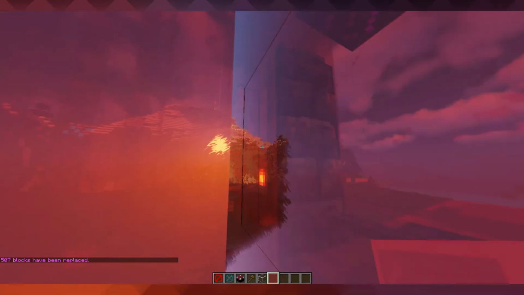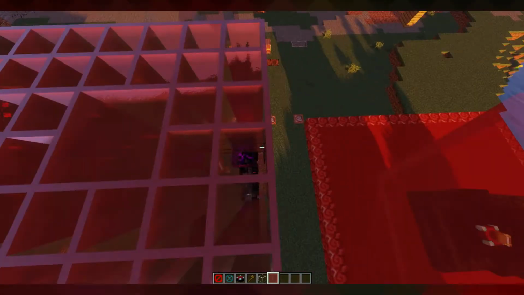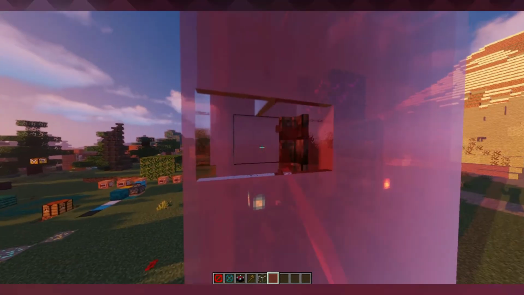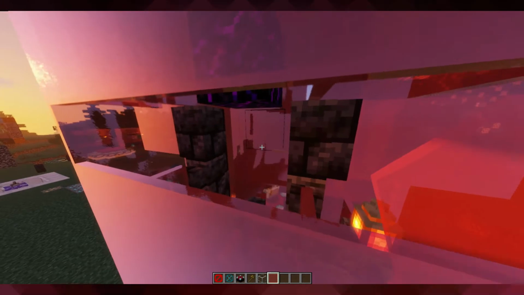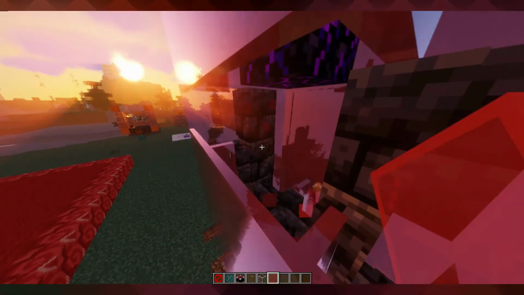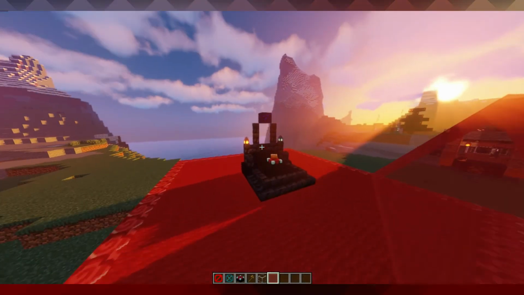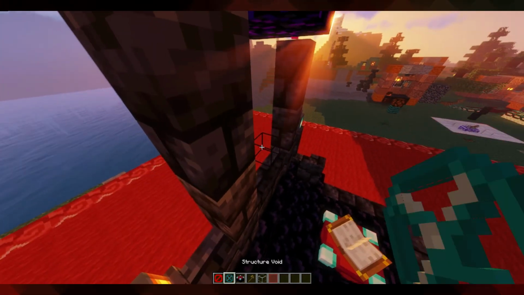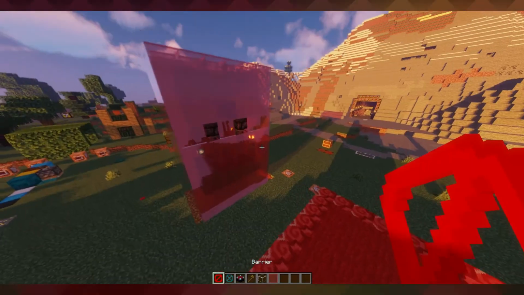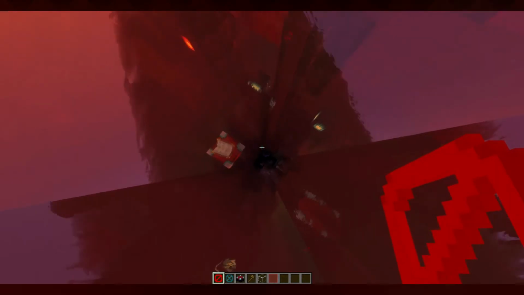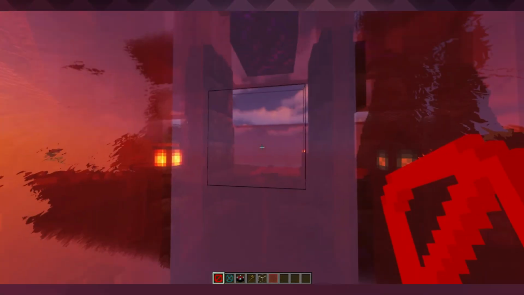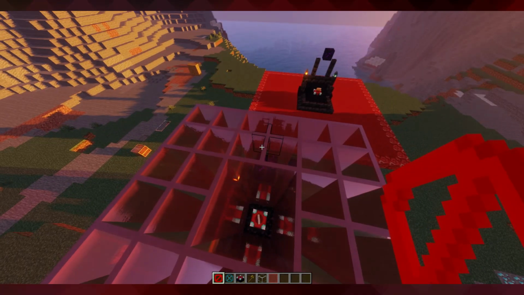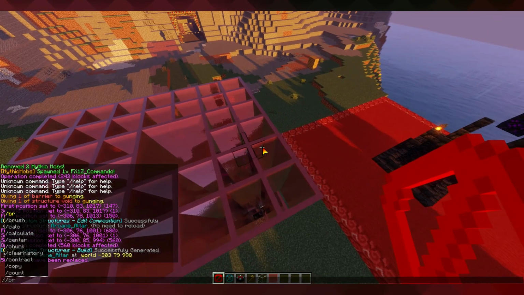There is air now in here. Let me go outside. You see, in this side there is a glass pane there, but not in the middle. This is air, and air it must be, because of the structure voids. That air must be left in there for the structure to work. Right now it doesn't do anything anyway, but if I were to place anything that's not air in those blocks, it would not activate.